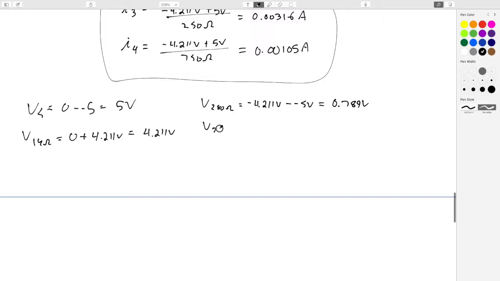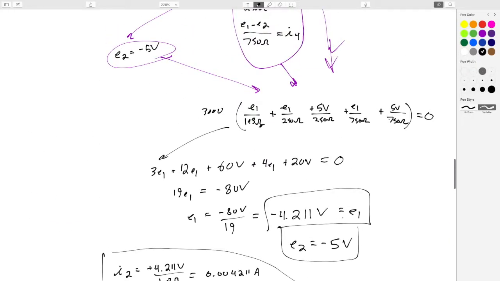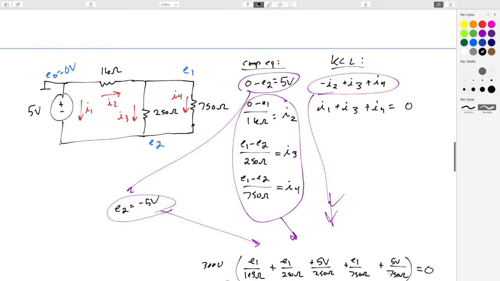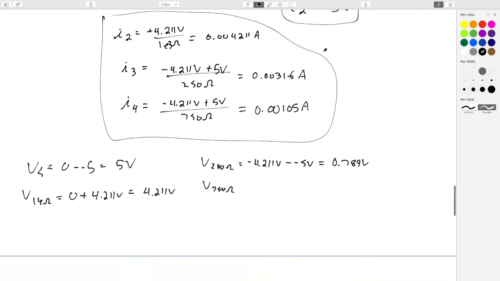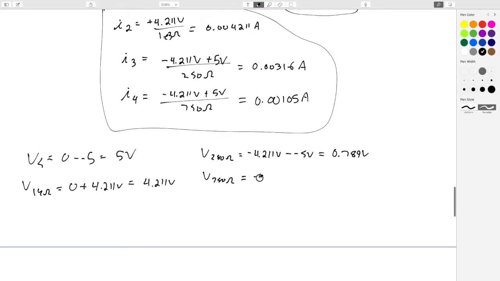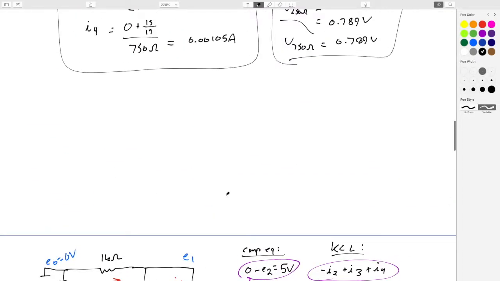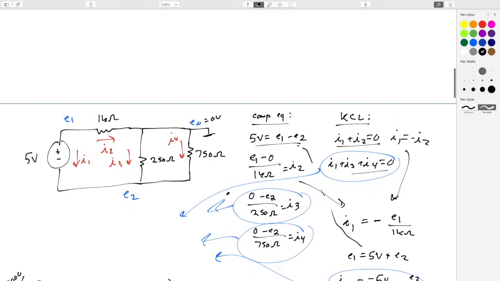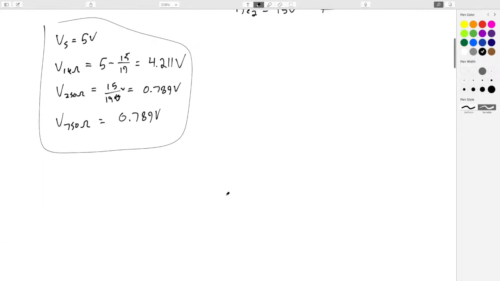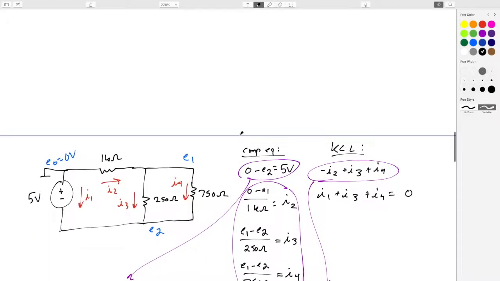And then V 750 ohms, same exact math. E1 minus E2, negative 4.211 minus negative 5. Cool. And these are exactly in line with what we got last time and the time before. So you can jump back through and compare them all.